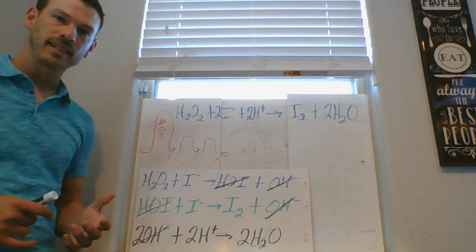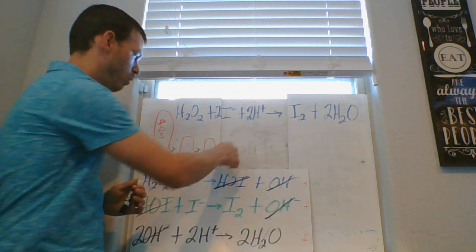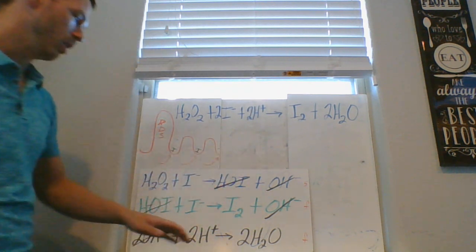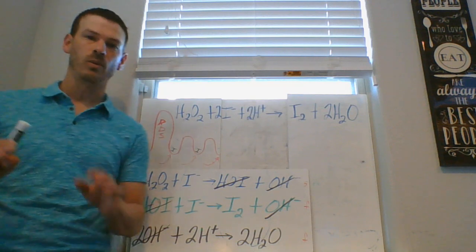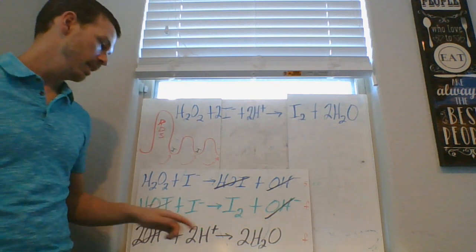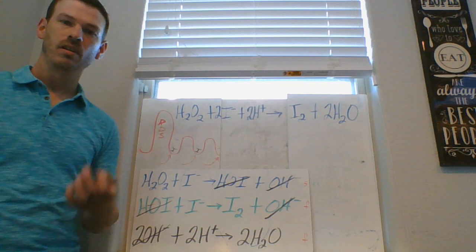Did we have any catalysts? Well, no, we didn't. There was no catalyst here because look, the catalyst can only exist if something was eliminated as a product in the last step of the mechanism.